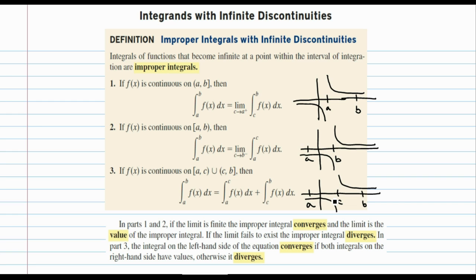And we're going to use the same kind of strategy we did with infinite limits of integration. We're going to call that infinite discontinuity C, and let C approach the specific value we're looking for, either from the right or from the left, depending on which interval we want. So in this case, we'd let C approach A coming in from the right. In this case, we'd let C approach B coming in from the left. And in this case, we'd have to split it into two.